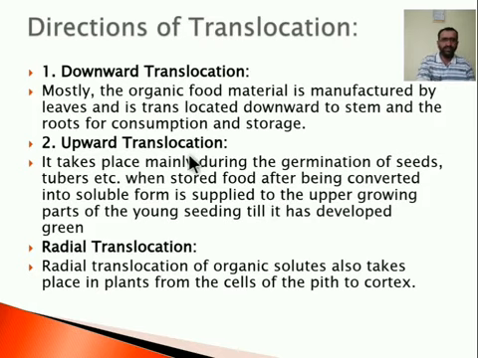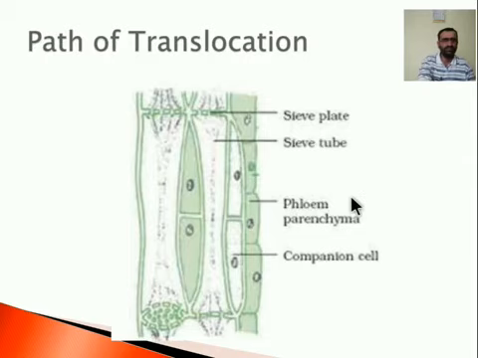In some cases, radial translocation is also there. Radial translocation of organic solute also takes place in the plant from the cells of the pith to the cortical region. Okay, the pith is the centermost part, and from the pith toward the cortical region the translocation can take place, and it is known as the radial translocation.